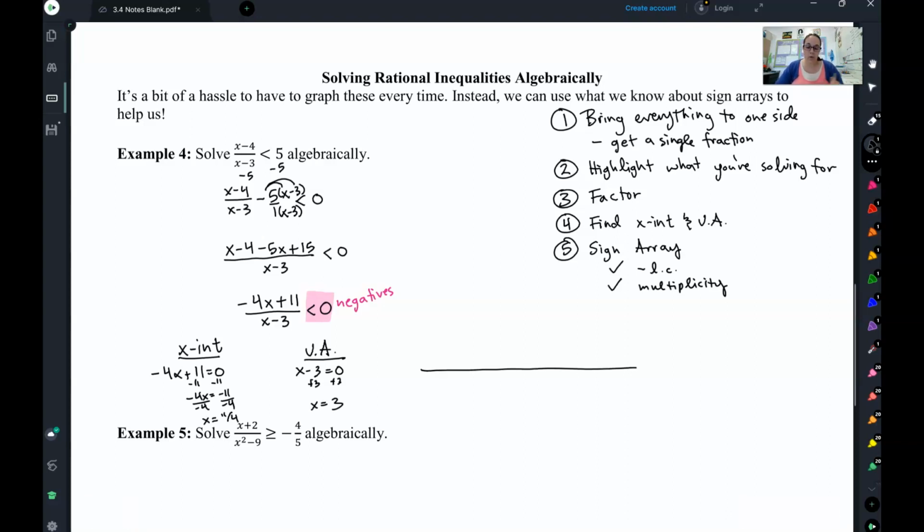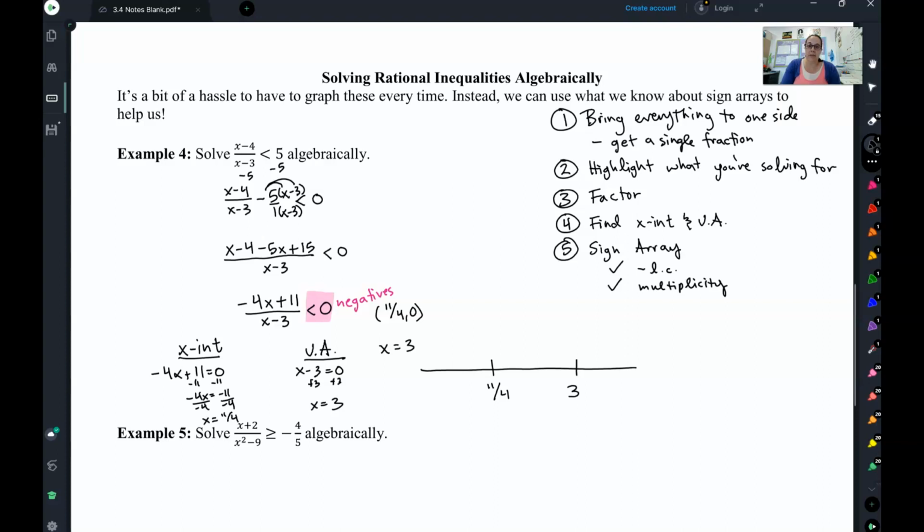So now I can move on to step 5 where I actually do my sign array. What goes on my sign array? Well, the things we found in step 4. So I need to put 11/4 and 3. Don't forget that this sign array should go in numerical order like a number line. 11/4 is less than 3. That's why I put it first. Over here on the side of our number line, we're going to list these things that we found. If it's an x-intercept, list it as a point. If it's a vertical asymptote, list it as x equals, just like how we would graph them from this chapter. So 11/4 was an x-intercept, so it gets a point. 3 was a vertical asymptote, so it gets x equals.